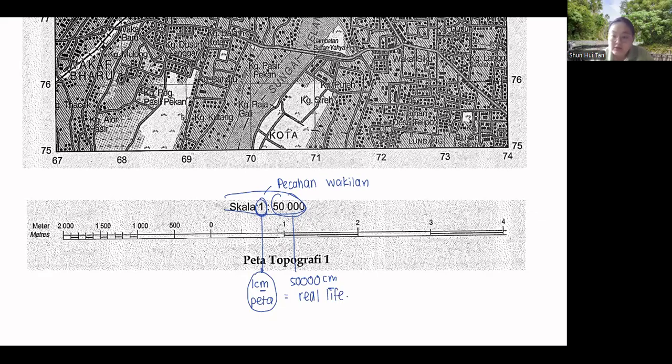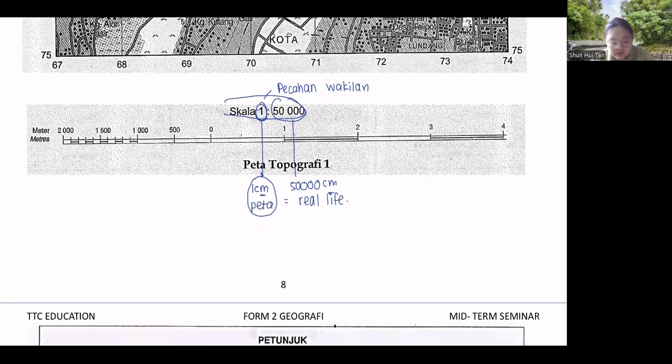Now, normally because 50,000 cm is a bit hard to count, you can convert it into a smaller number. Let's say 50,000 cm equals 500 meters. So 1 cm represents 500 meters. Of course, you can also convert it into km, right? Now, here.